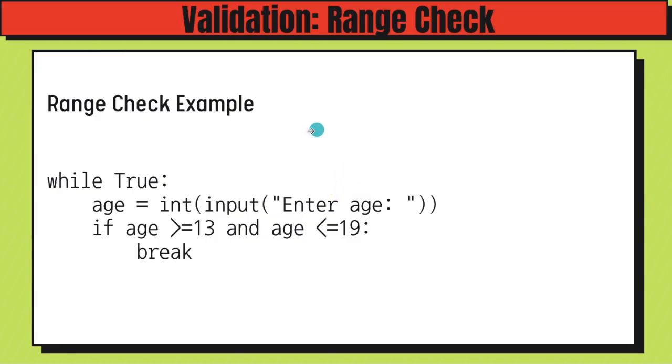Here's an example of range check. So we want the age to be between 13 and 19. And what we do is we put it into a while true loop and we prompt the user to enter the age, and then we check to see if the number they have entered is in that range, and only then do we break the loop. So it will keep prompting them to enter age until it's definitely in that range.